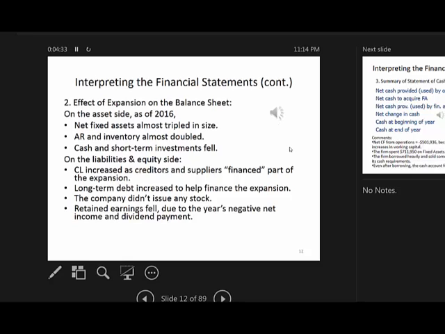Then, if we look at the balance sheet, we can see that as of 2016, on the asset side, net fixed assets almost tripled in size. Accounts receivable and inventories almost doubled. And cash and short-term investments actually fell. On the liabilities plus equity side, current liabilities increased as creditors and suppliers financed part of the expansion. Long-term debt increased to help finance the expansion, and the company did not issue any new stock. Retained earnings fell, and that is due to the years of negative net income and dividend payments.